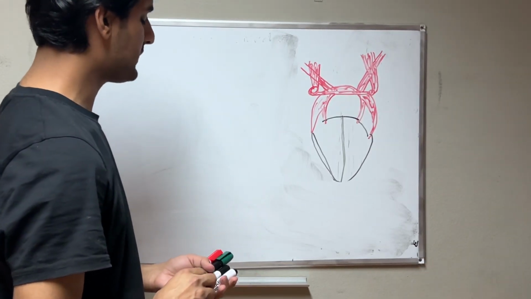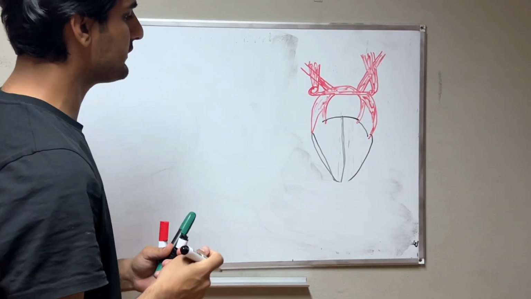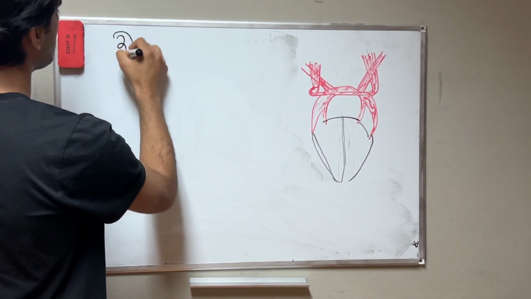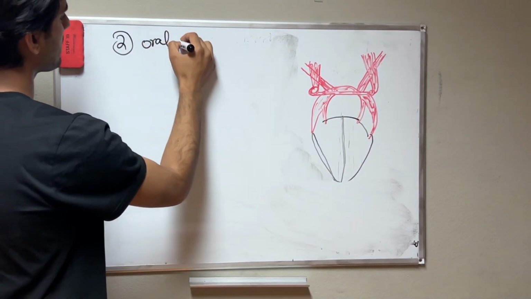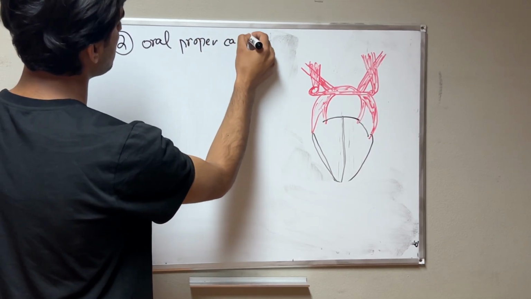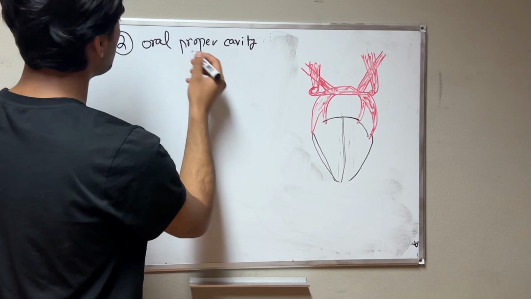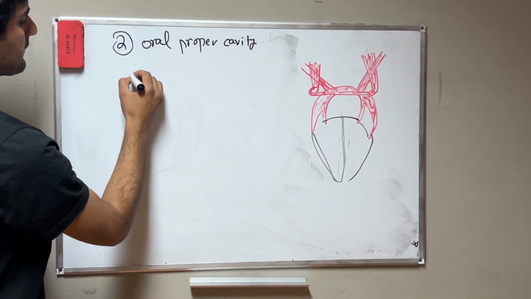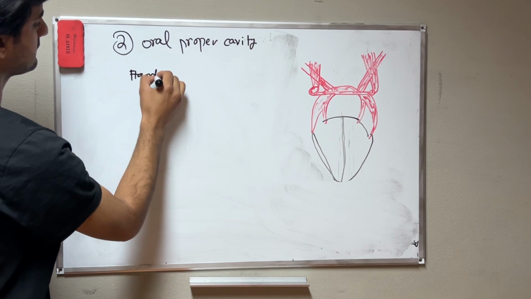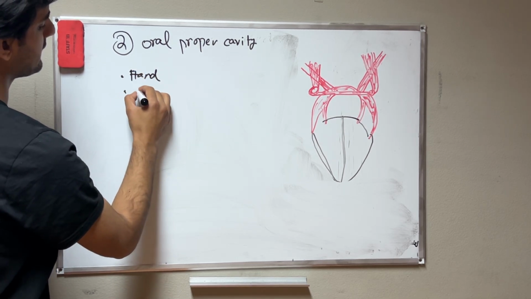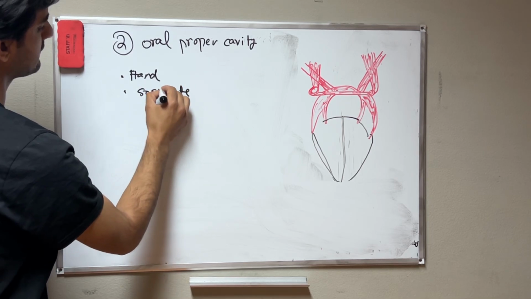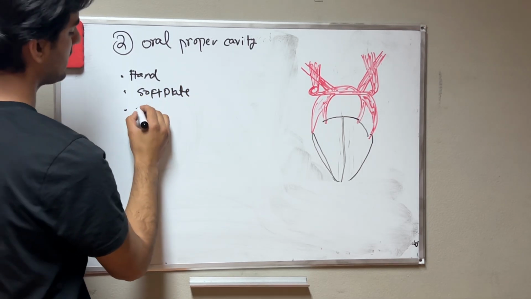Today our topic, the last topic we will continue. The second part of the oral cavity we have is the oral proper cavity. In the oral proper cavity we have first the hard plate, second the soft plate, and third the tongue.